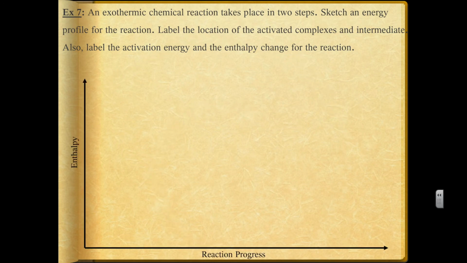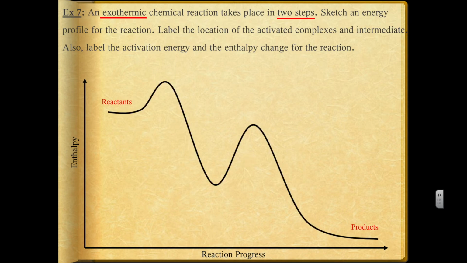So, it tells me to sketch a graph. So, the first thing to do is draw my axis. All right. So now it gives me 2 important clues. It tells me that it's exothermic and that it also occurs in 2 steps. So if it's exothermic, I know that the reactants have more energy than the products, all right, because it lost energy, right? And if it takes place in 2 steps, then it's going to have 2 humps, all right, 2 camel's humps. That's the easiest way to think about that.